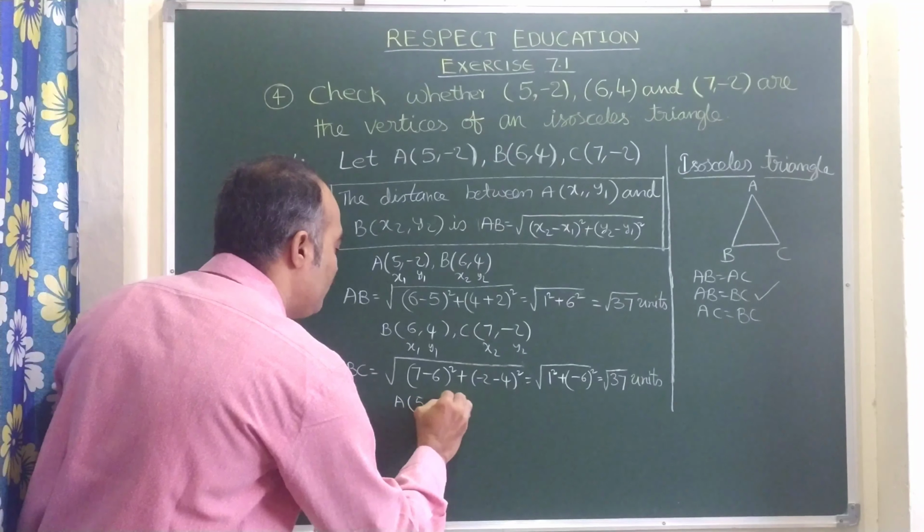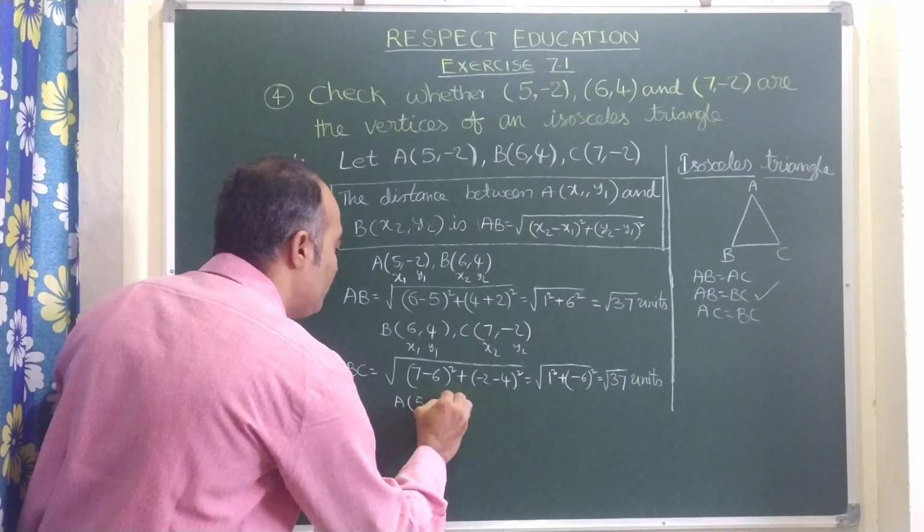Right? Now here we get 2 square plus 0 square. 0 square is 0, so we can leave it. Under root 2 square is only 2. This is 2 units.